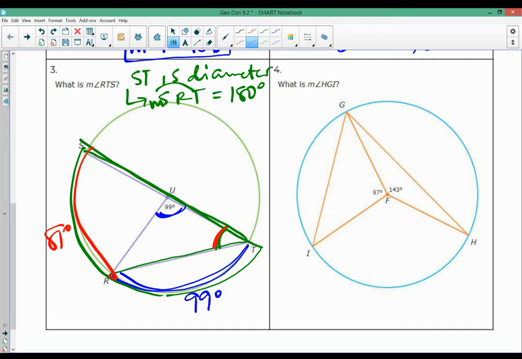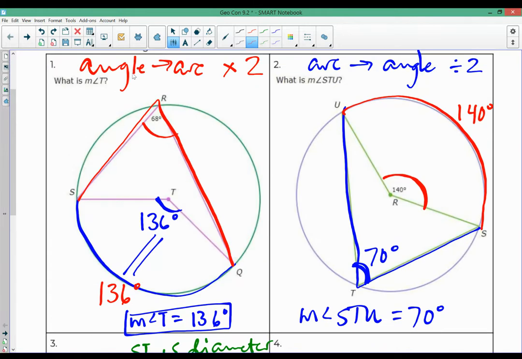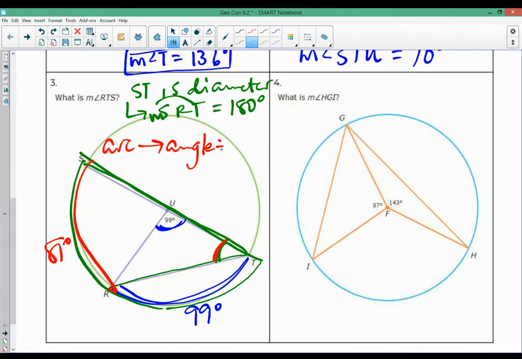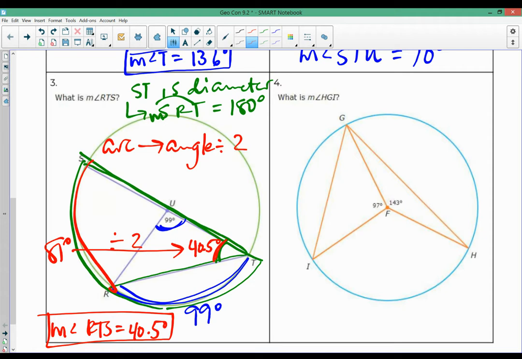So I'm going arc to angle. I'm wondering, is that multiply by 2 or divide by 2? Scroll up to look at our notes from before. Arc to angle, divide by 2. So I'm doing 81 divided by 2. I get a decimal, it's totally fine. 40.5. So the measure of angle RTS is 40.5 degrees.